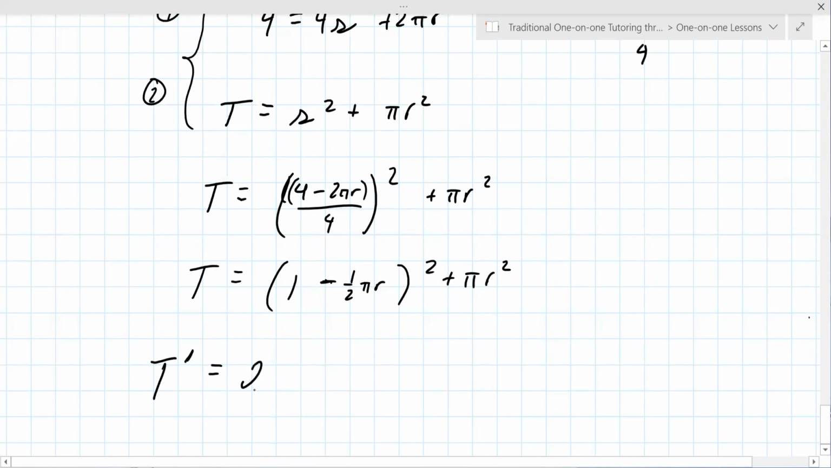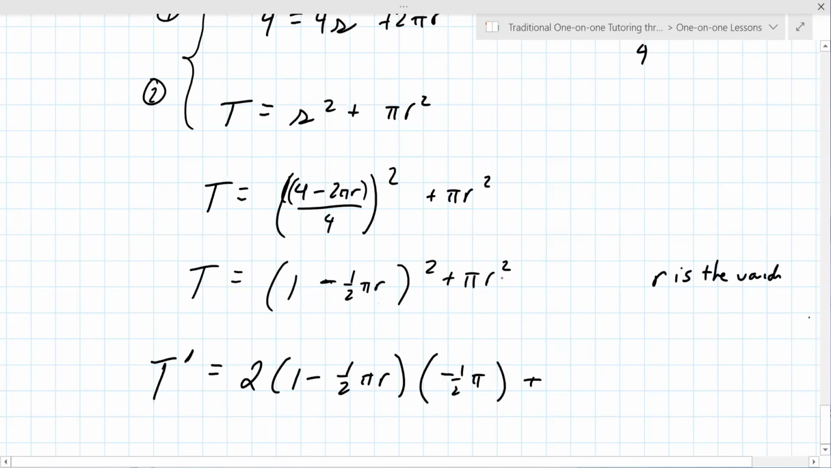So the derivative is 2 times 1 minus 1/2 pi r. That's power rule, times the derivative of the inside function. Derivative of 1 is 0. Derivative of this, because you're taking it with respect to r now, I should have made that more clear, r is the variable, is minus 1/2 pi. Plus the derivative of pi r squared is 2 times pi r, power rule.